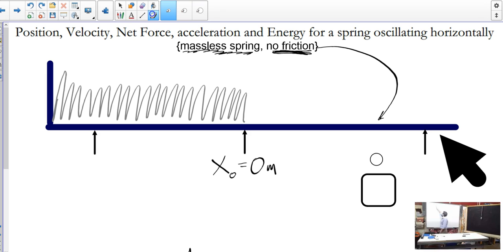So, what about the force by the spring at that location, at the center there? At that equilibrium position, what about the force? Well, if the spring isn't stretched or compressed, it's not applying a force. If x is 0, then the force by the spring is also going to be 0.